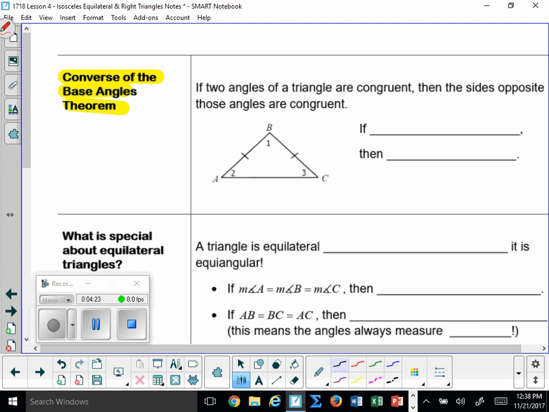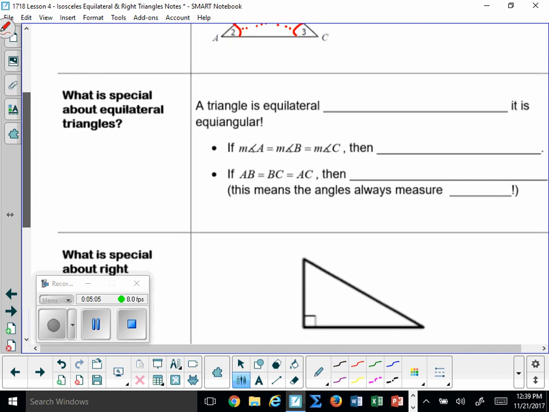If two angles of a triangle are congruent, so in this case, if angle 2 is congruent to angle 3, then the sides opposite. So if I go opposite angle 2, here I am at BC. And if I go opposite angle 3, here I am at AB. So if you have two congruent sides, you have two congruent angles in a triangle. If you have two congruent angles, then you have two congruent sides in a triangle. Base angles are very interesting.